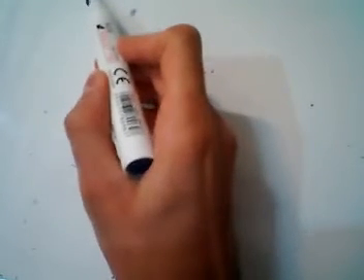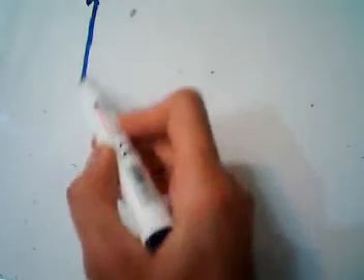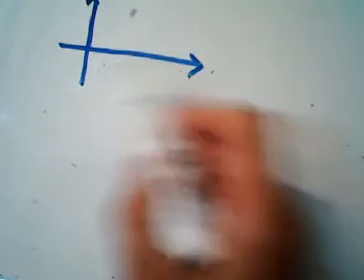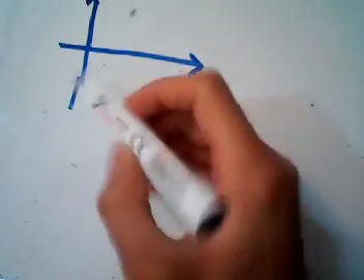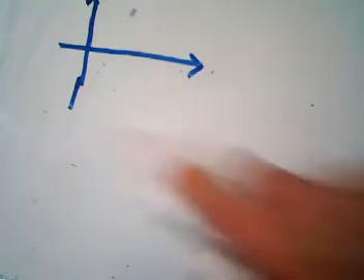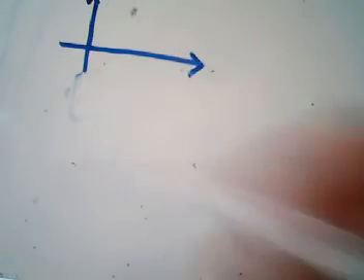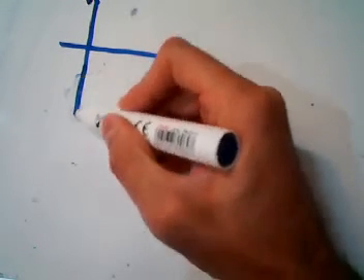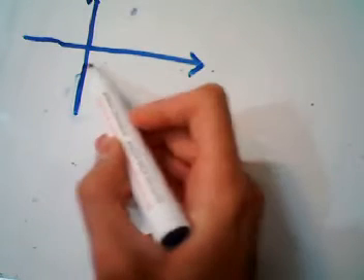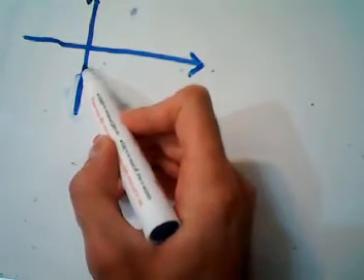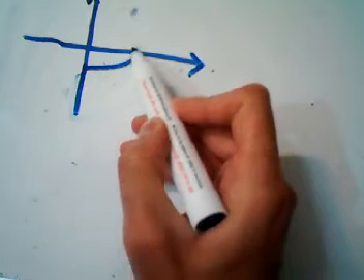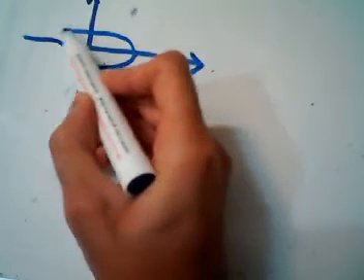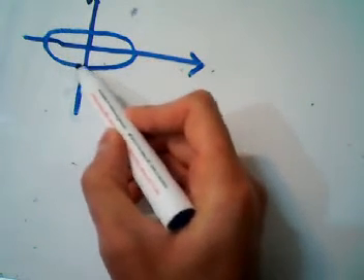Let's calculate the area of an ellipse. Now, this is our ellipse. Okay.